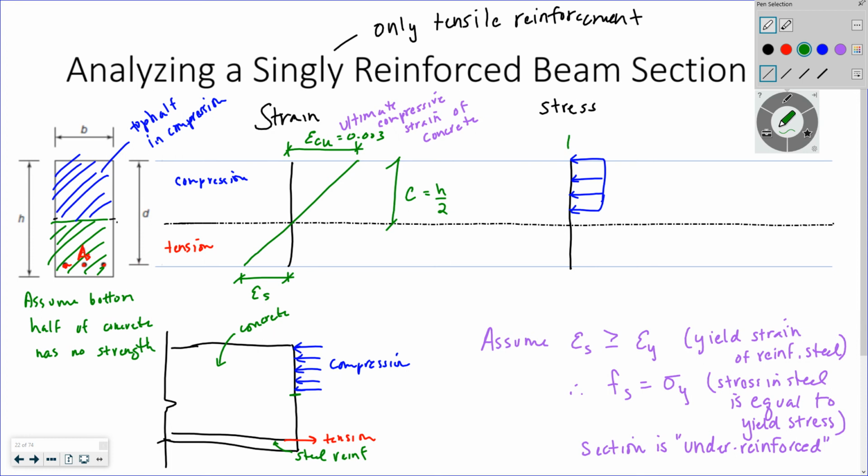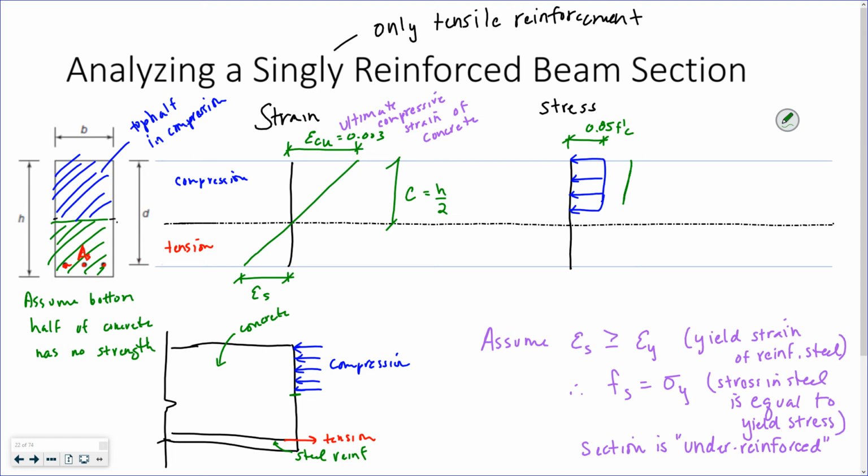A magnitude of 0.85 f'c and a height of a. The height of the stress block is a, which is equal to beta 1 times c. So beta 1 times h over 2 in this case. Beta 1 depends on your f'c. It might be 0.85, so we might be dealing with 0.85s. You just need to remember that.